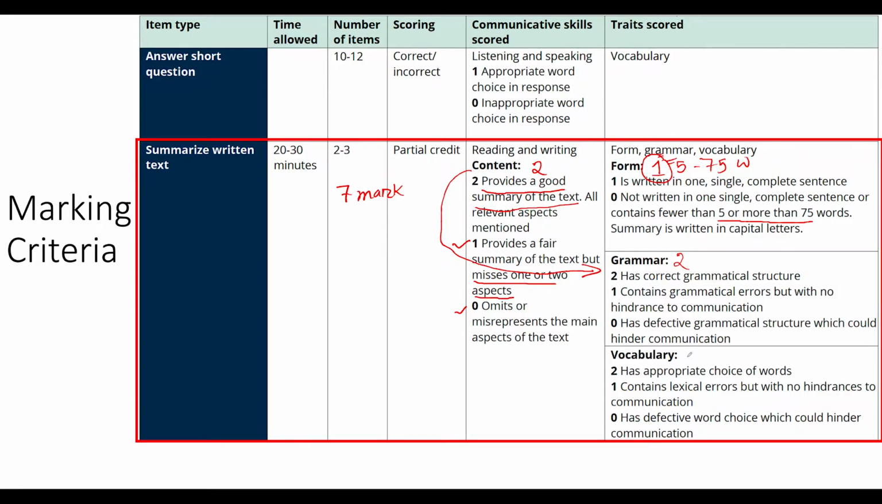Now, you also have 2 marks for vocabulary. It says "has appropriate choice of words." Look, when they say appropriate choice of words, they actually expect you to use lots of different words compared to the text itself, compared to the question. But we're gonna address that later on when we discuss them in detail.